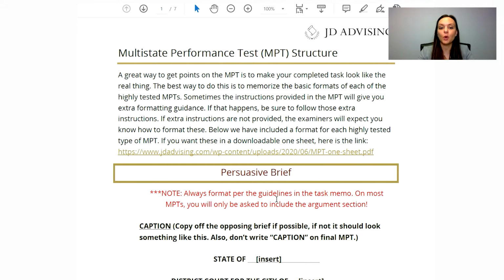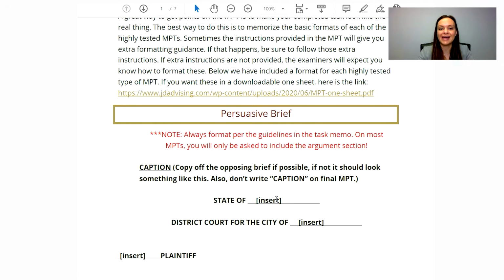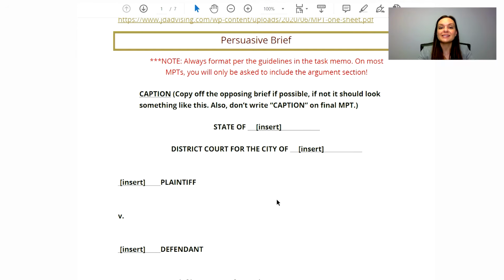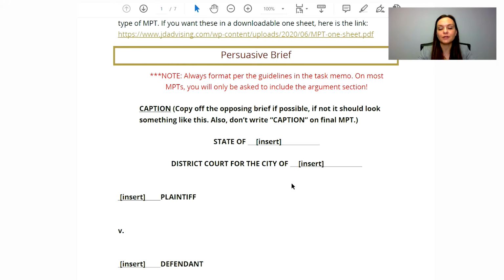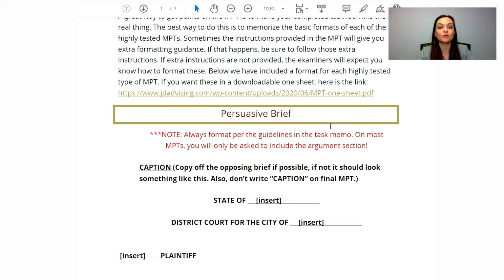We're going to go over each type of highly tested task and discuss the basic formatting or structure of each. We have a nice little one sheet that you can download if you want to see all of these types of formats in literally one sheet. However you prefer to review these is up to you.